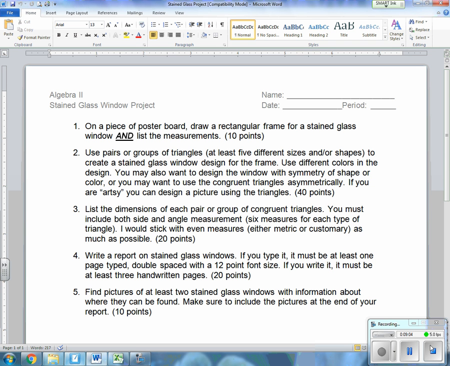Hopefully that makes sense for you. You are more than welcome to ask upperclassmen. Anyone that's taken me for any other math class has done these before. They can give you pointers and tips and stuff. So if you want to ask an upperclassman about the stained glass window for more specifics, you're more than welcome to do that, and I'm sure they'll try and help you out as best they can.